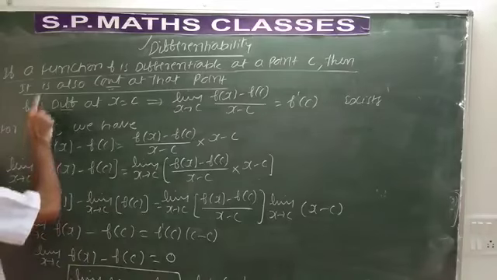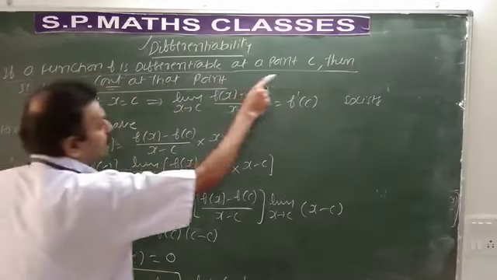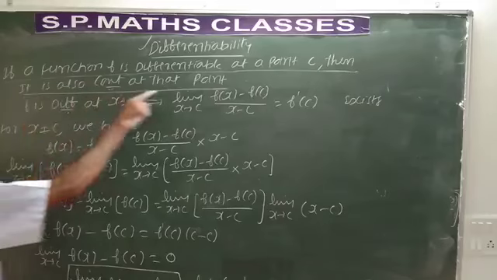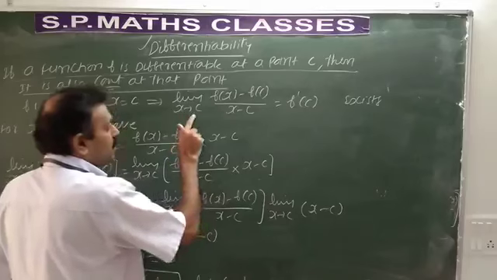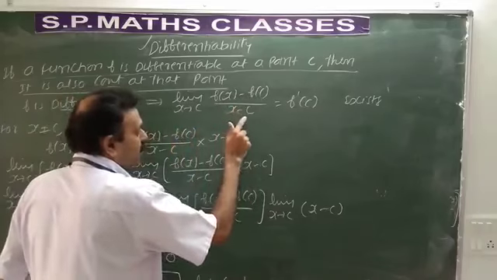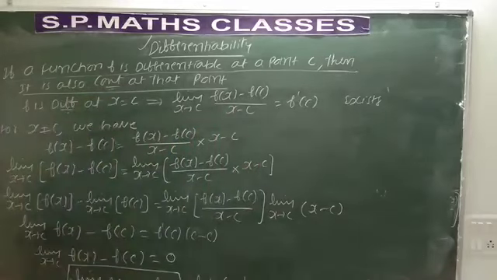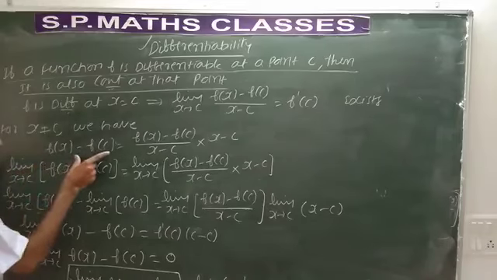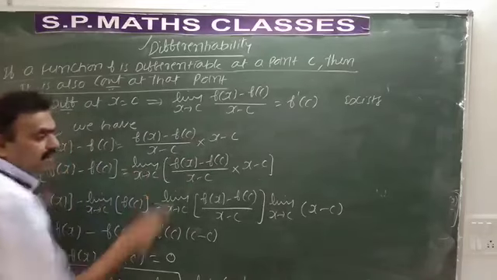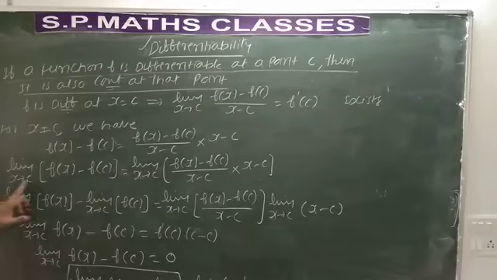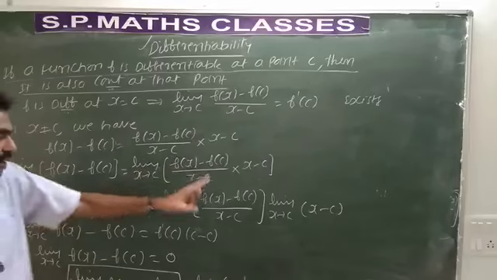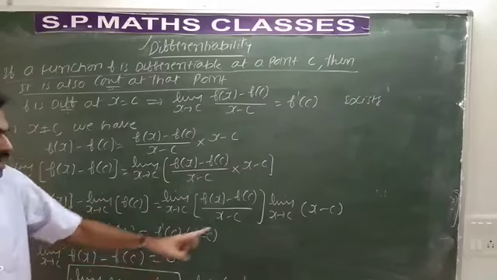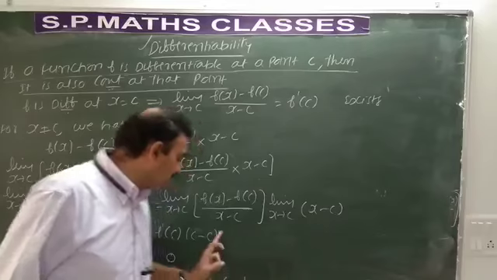See here, if a function is differentiable at a point c, then it is also continuous at that point. Since it is given differentiable, we have taken limit as x tends to c f of x minus f of c by x minus c, f dash of c exists. Consider f of x minus f of c, multiply and divide it by x minus c. So take the limits on both sides. Here also I have taken limits. So this is nothing but f dash of c, and if you apply limits here, c minus c is 0.